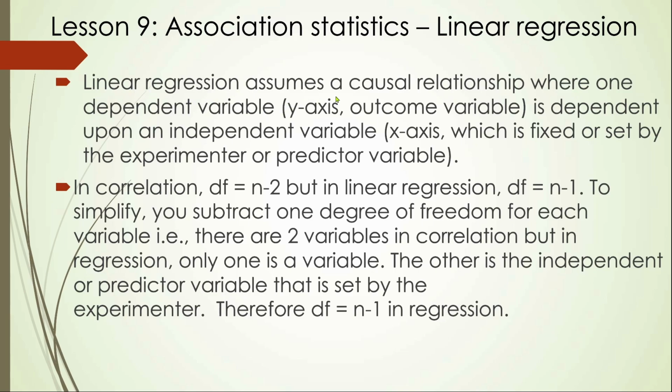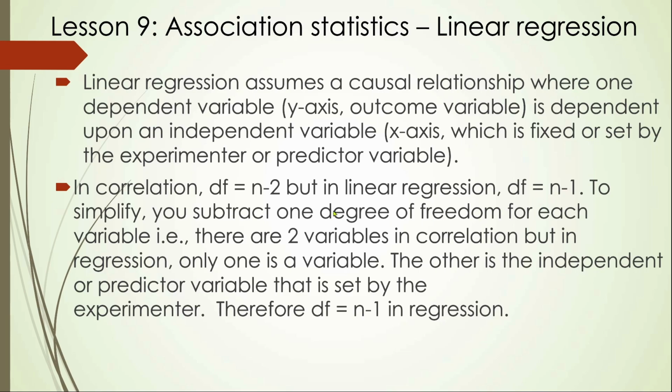Linear regression assumes a causal relationship where one dependent variable, which we place on the y-axis, is the outcome variable, and this is dependent upon an independent variable which we place on the x-axis, which is fixed or set by the experimenter or is termed predictor variable. So in correlation, the degree of freedom is n minus 2, where n is the total number of samples. But in linear regression, the degree of freedom is n minus 1.